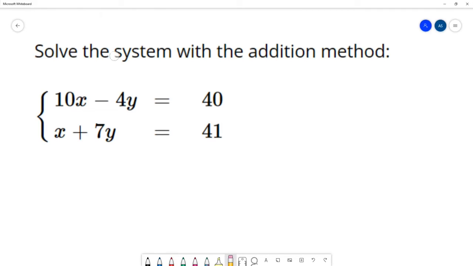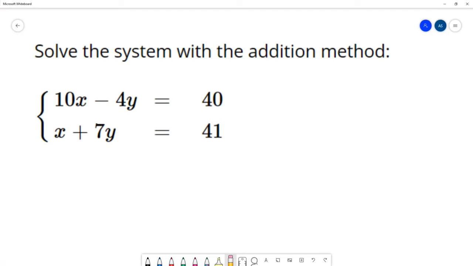On this example, we want to solve the system with the addition method. Sometimes this method is called the elimination method. We have the equations 10x minus 4y equals 40 and x plus 7y equals 41.